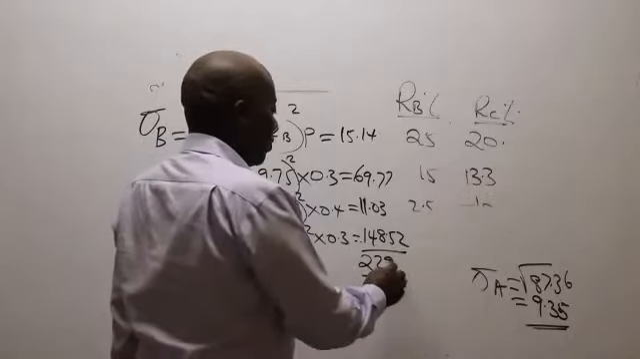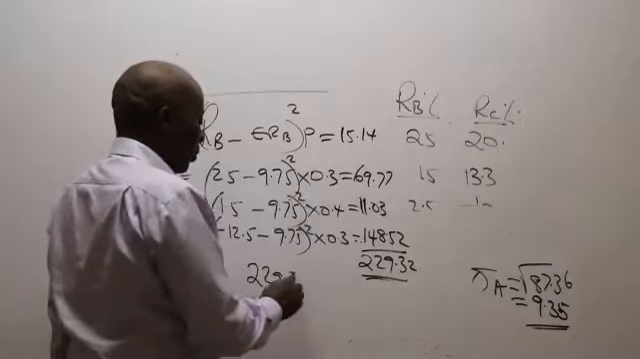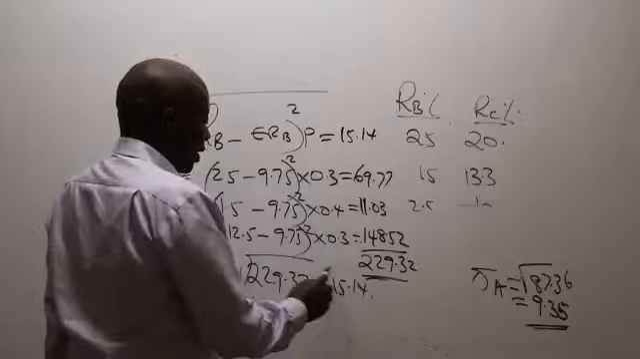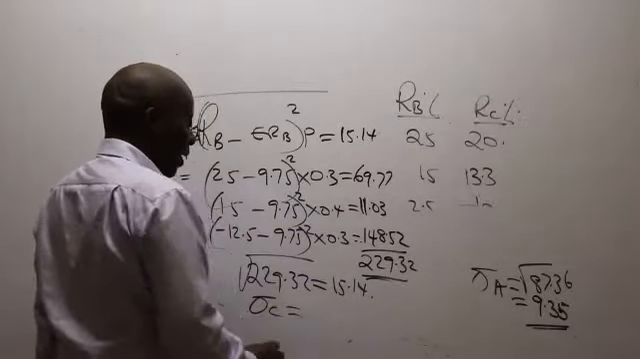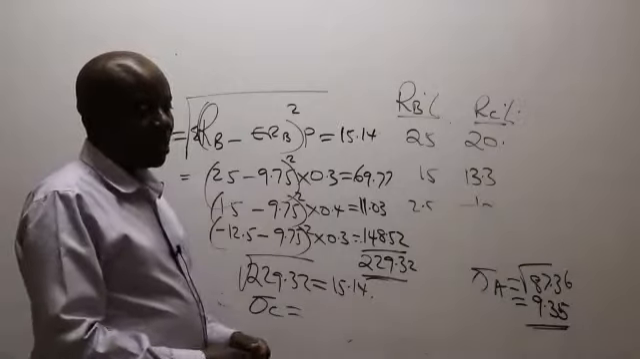229.32. It's upon taking the square root of this 229.32 that's how we were able to get that 15.14. Now the standard deviation of C, ladies and gentlemen, now I expect you guys to give me the answer directly.